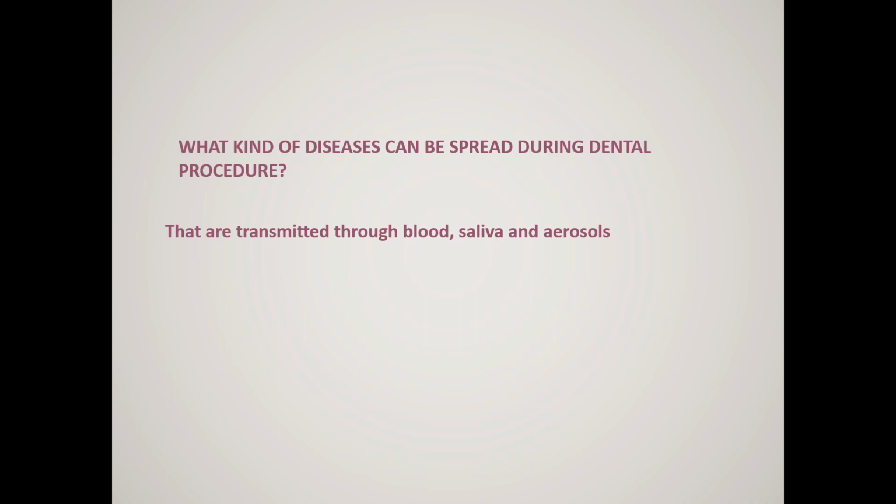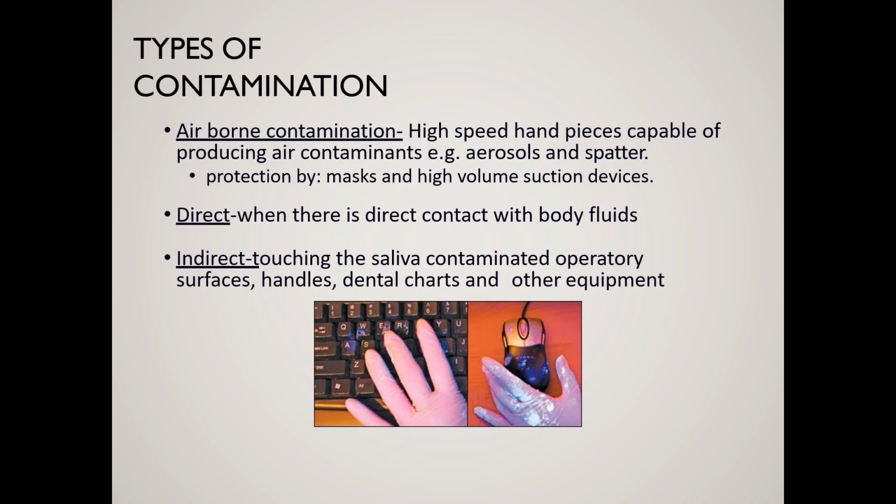What kind of diseases can be spread during dental procedures? These are basically transmitted through blood, saliva, and aerosols that are spread in the environment of our OPD or dental practice. There are three types of contamination we are talking about here. First one is airborne contamination, second one is direct, and third one is indirect.